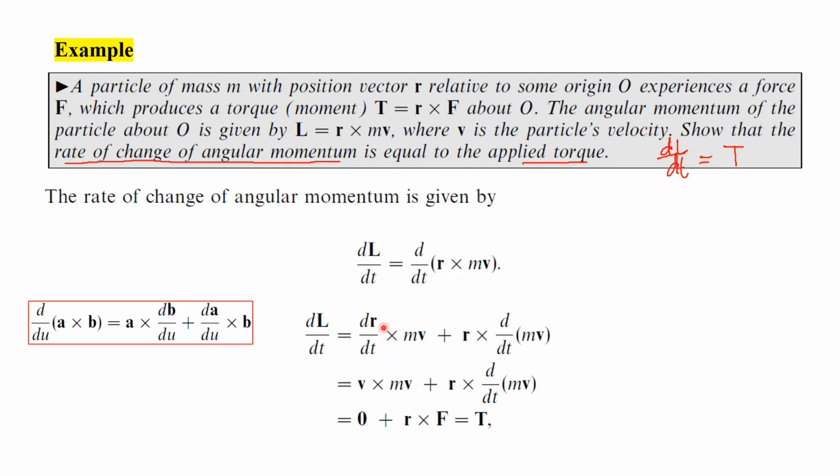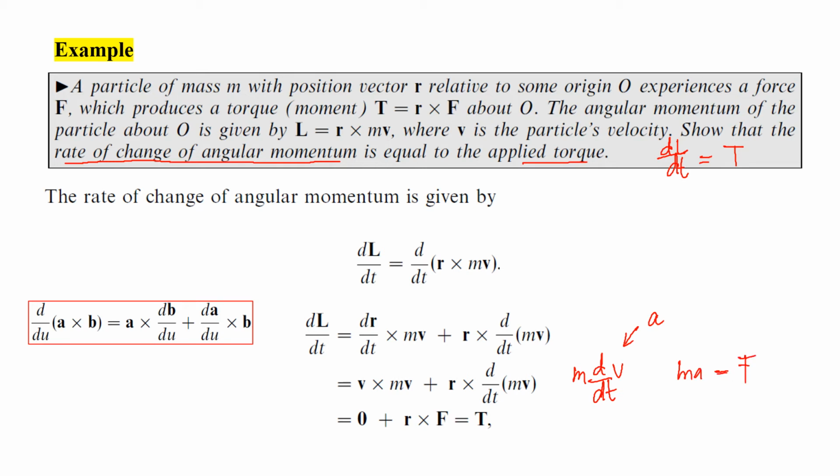You can remember this is just your velocity, and then cross it with your mb plus your r cross d over dt of your mb. Okay, and remember that the time derivative of your v is the acceleration. Just remember that since m is a constant, we can take m outside of your derivative. So you have v, dv over dt, and this is just equal to your acceleration. And your m times your acceleration is equal to some force F.